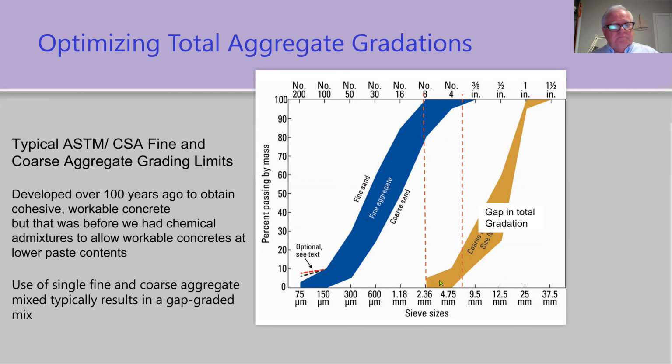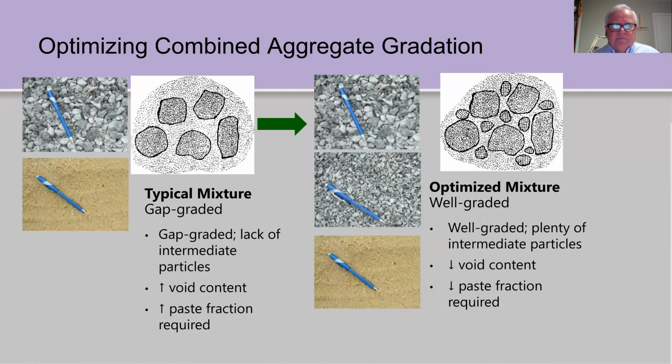And these things were developed over 100 years ago before we had chemical admixtures. So if you wanted workable concrete, the gap was somewhat necessary, but now we can optimize gradations using chemical admixtures and get more aggregate in and make workable concrete. So if you only have sand and stone here, you end up with a gap graded mixture. We have more paste requirement.